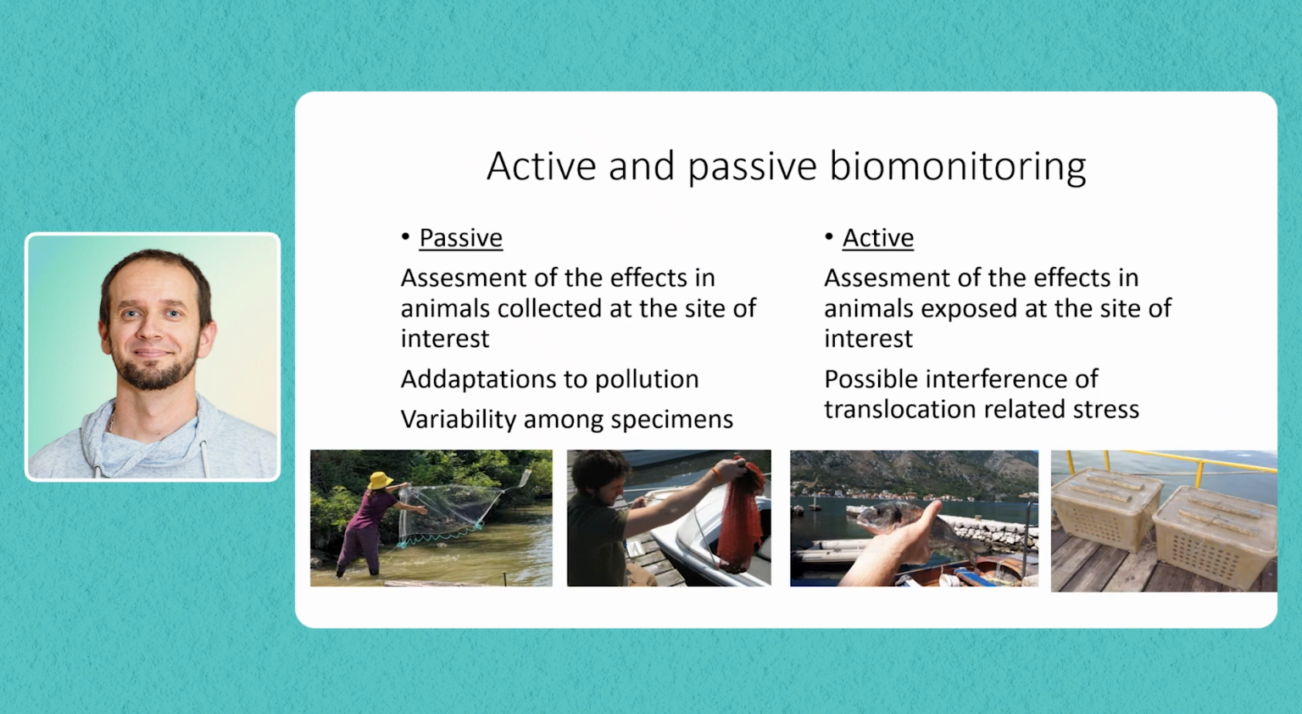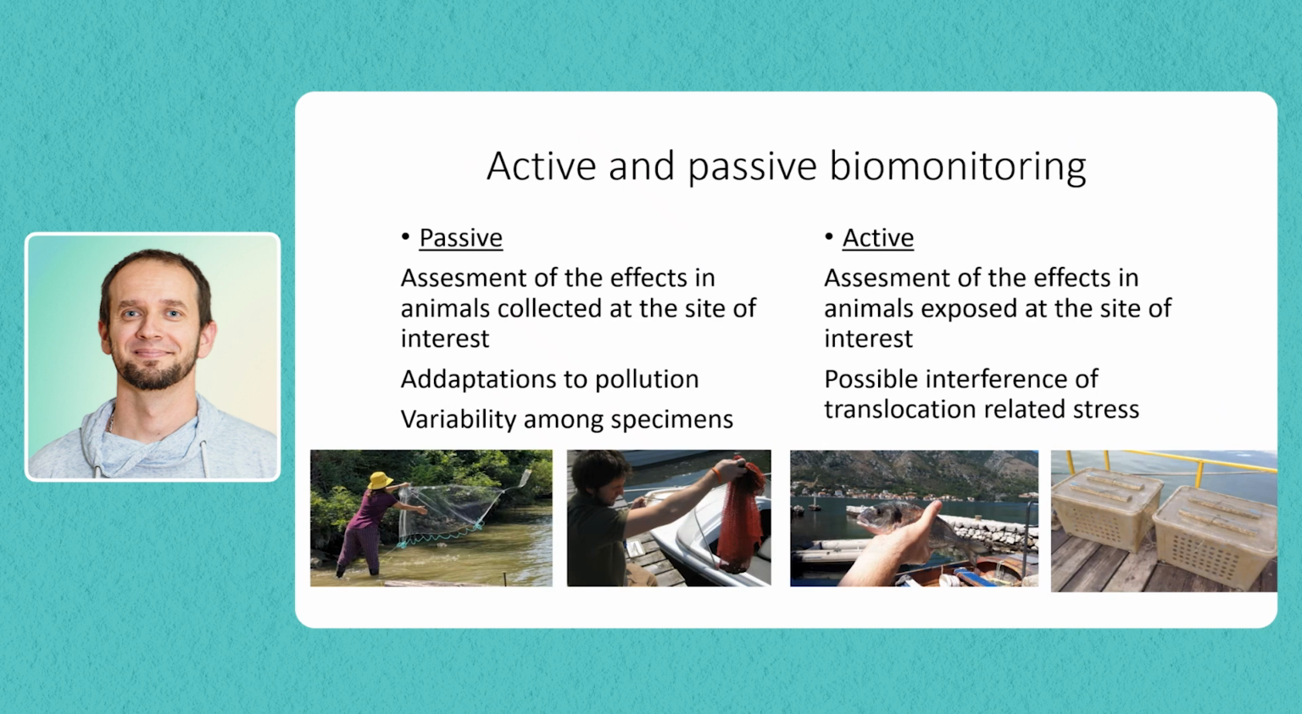We are talking today about biomonitoring, about bioindicators, about biomarkers, but when we are talking about biomonitoring in these environmental studies, you can do it either by a passive approach or an active approach. The major difference is that when you're doing a passive approach, you're just assessing the effects in animals which are collected at the sites of interest. So you just go, for instance, to a river, you collect the animals which are already there, and you run your experiments. The major issue that might occur is adaptation to pollution in these populations and also variability that you are detecting among the specimens. We will get to this later.